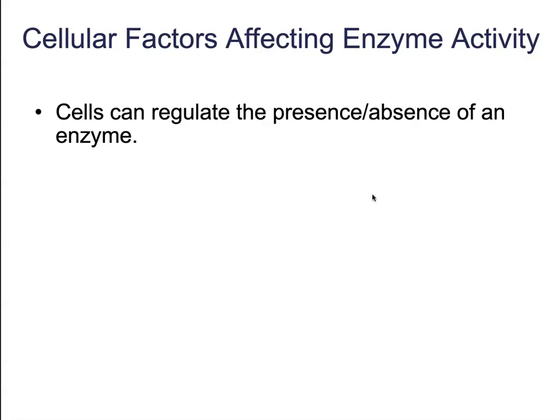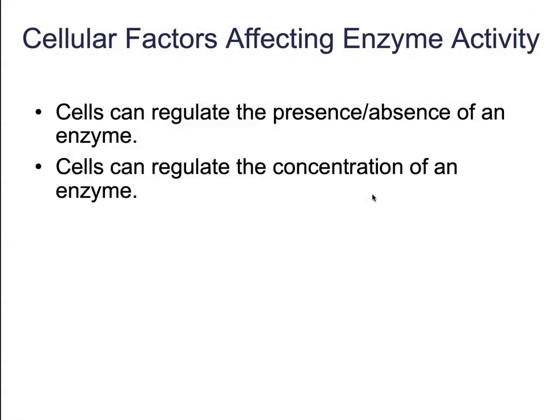But there are other ways that the cells can help regulate enzyme activity. Cells can actually regulate the presence or the absence of an enzyme. We can actually start producing enzymes, or we can stop producing enzymes. This is going to be done through gene regulation. So cells can regulate the presence or absence of an enzyme.